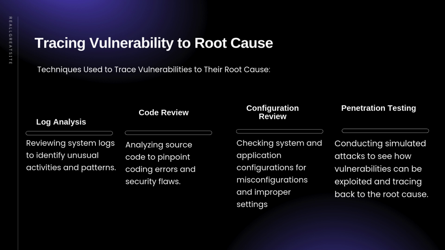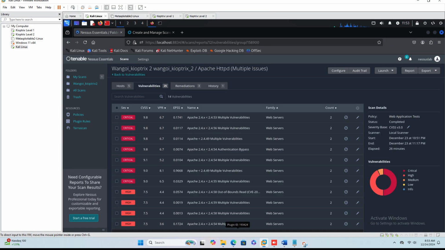To trace vulnerabilities to their root cause, we utilize several techniques, including log analysis, code review, configuration review, and penetration testing. One significant vulnerability we identified was related to an outdated software version. Our analysis process included log analysis showing failed login attempts, code review highlighting the vulnerable section of code, configuration review revealing missing necessary patches, and penetration testing confirming the exploit. Here are some screenshots of our analysis process.